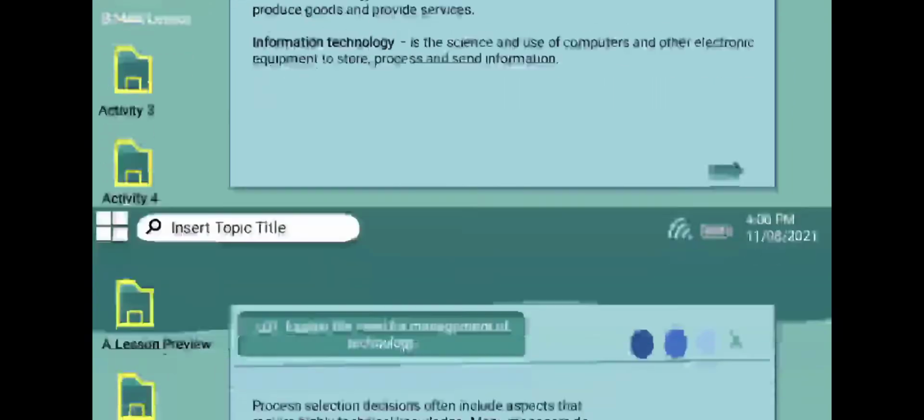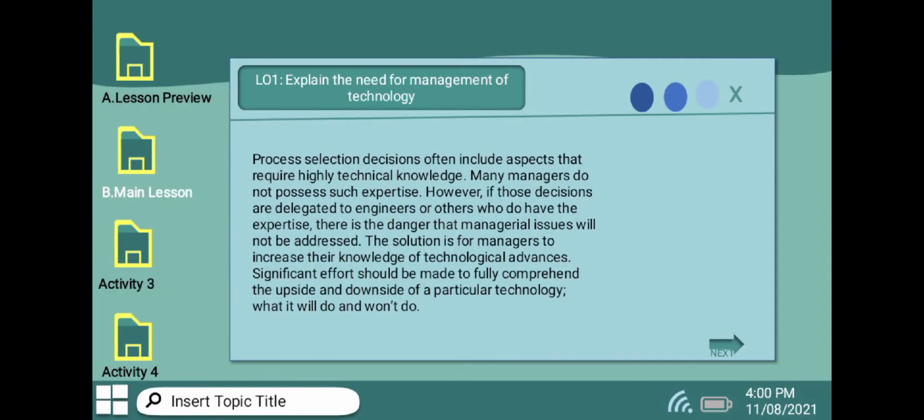Okay, next. And I'm going to explain the need for management of technology. But first, we are going to read this. Process selection decisions often include aspects that require highly technical knowledge. Many managers do not possess such expertise. However, if those decisions are delegated to engineers or others who do have expertise, there is the danger that managerial issues will not be addressed.